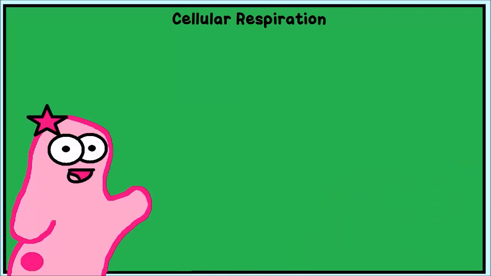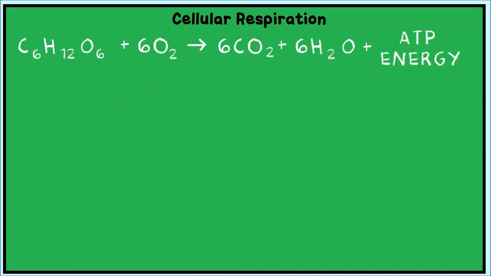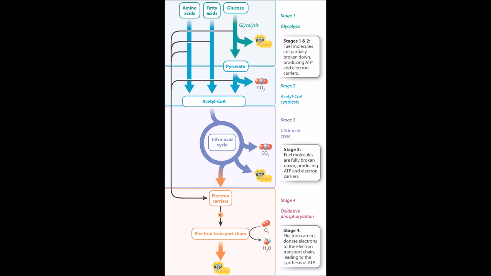Remember, we are trying to make ATP energy. Let's take a look at this formula. Remember that reactants, the inputs, are on the left side of the arrow, and products, the outputs, are on the right side of the arrow. What is cellular respiration? It is the releasing of energy that can be used to do the work of a cell, and it is completed in 4 steps.